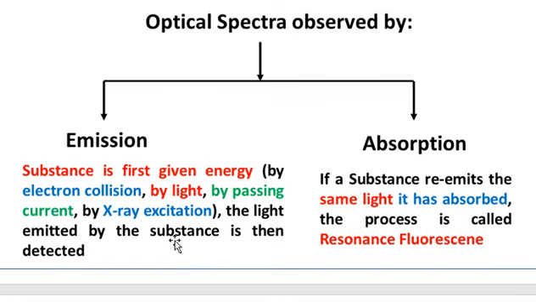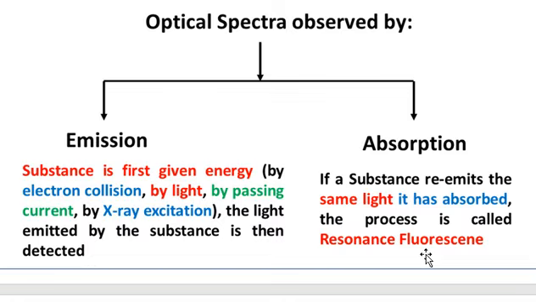This is the more important point: the light emitted by the substance is detected in the emission spectrum. Now let's talk about the absorption spectrum. As I have mentioned, in the absorption spectrum we record all the wavelengths except the ones absorbed by the material and emitted in different directions from the detector. Those wavelengths are not reaching the detector, and such a spectrum is referred to as the absorption spectrum. If a substance re-emits the same wavelength it has absorbed, the process is called resonance fluorescence.